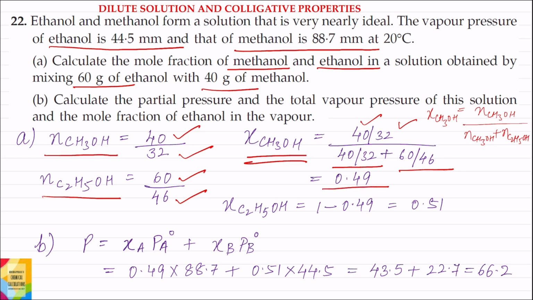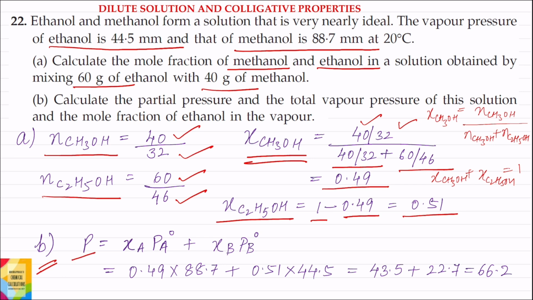Now the solution is of methanol and ethanol. So one of the components has the mole fraction, that is methanol has the mole fraction 0.49. Now for binary solutions, mole fraction of methanol plus mole fraction of ethanol is equal to 1. So mole fraction of ethanol will be equal to 1 minus mole fraction of methanol, and this is equal to 0.51. Now B part, we have to calculate the partial pressure of this solution and the total pressure of this solution and the mole fraction of ethanol in the vapor.